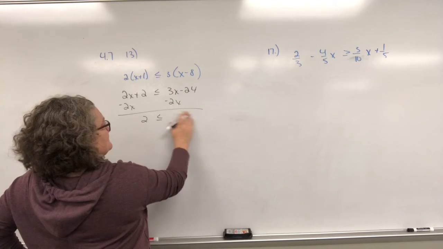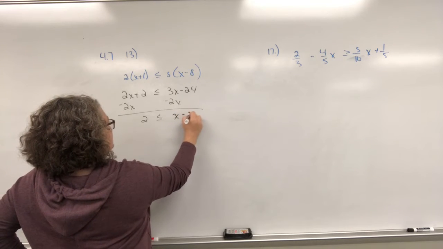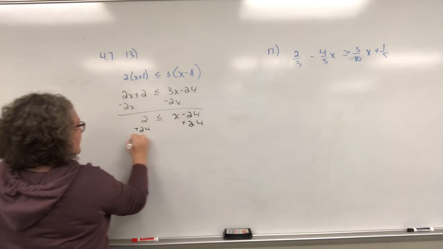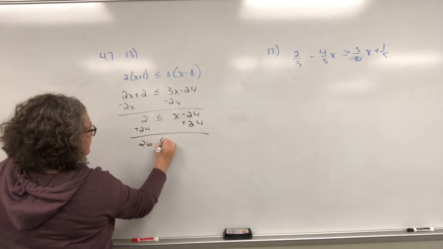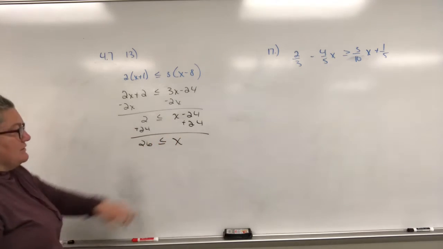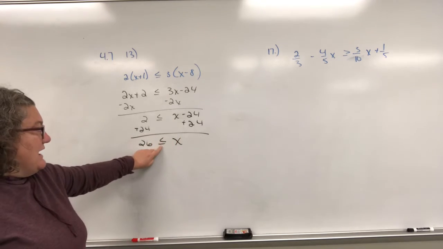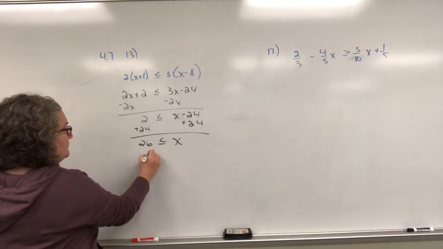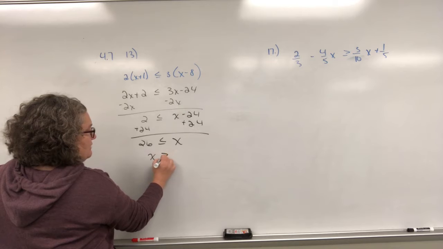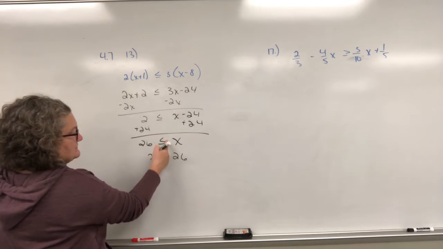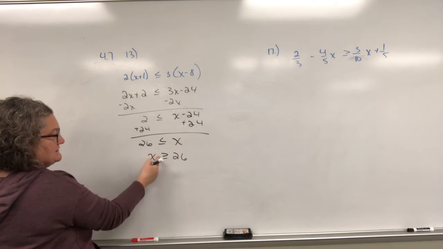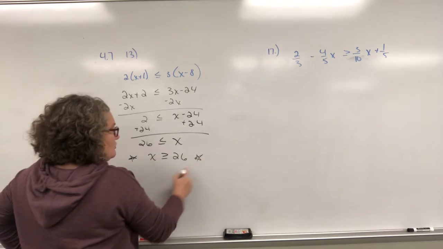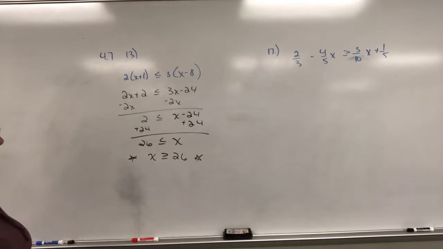Oh, I lost my x for a moment. It's 2 less than or equal to x minus 24, and I add 24 to both sides. So 26 is less than or equal to x. Notice x is on the right side, so I cannot graph based on the direction of this. I have to read it. We could flip this, and then that would be x is greater than or equal to 26. Notice the bigger side of the inequality is still on the same side as the x. So this one here, I can graph with the direction that the inequality is pointing.